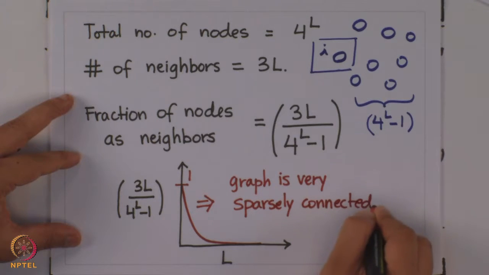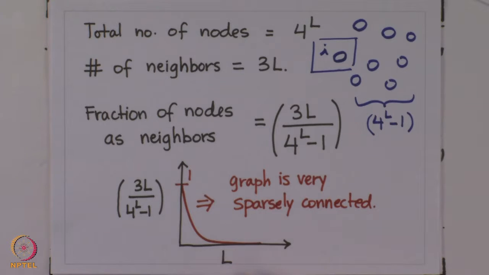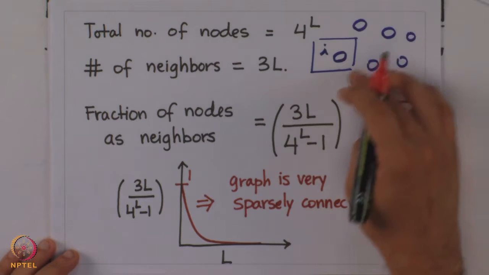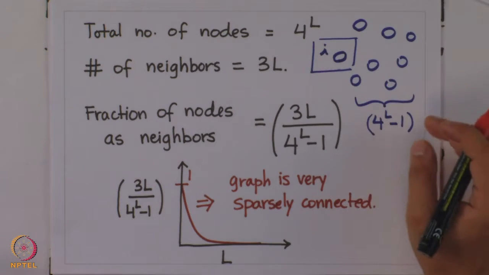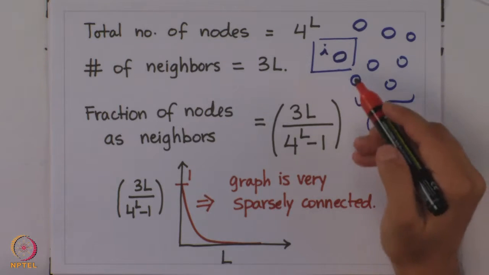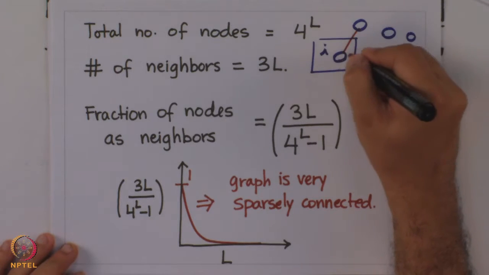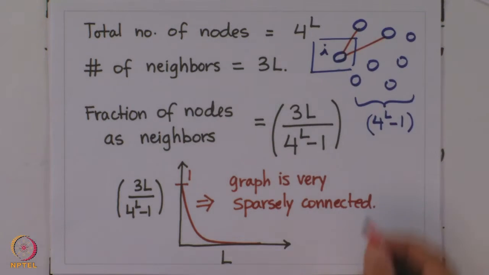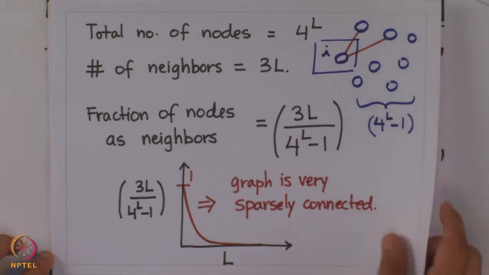For any reasonable length L, that means the total number of nodes present in the sequence, every single node is connected to only a very small fraction of the other nodes in the total graph. So, the sequence space associated with this DNA is a very sparsely connected graph.